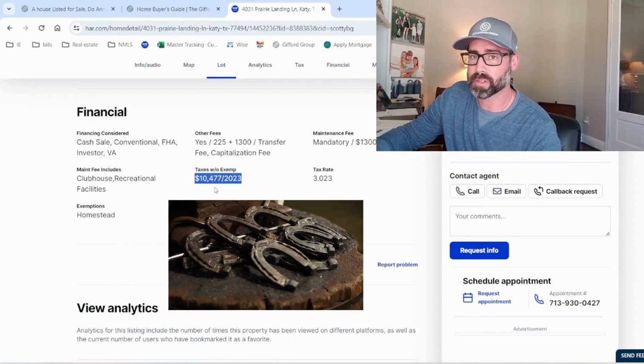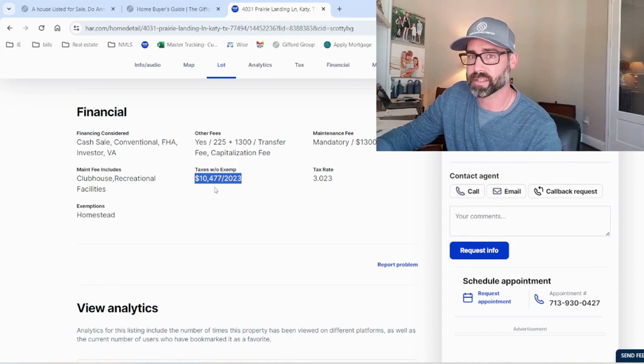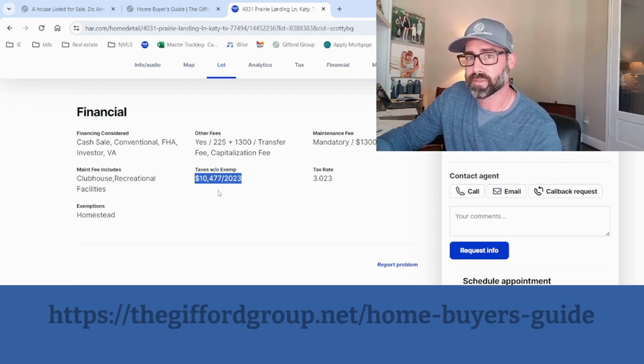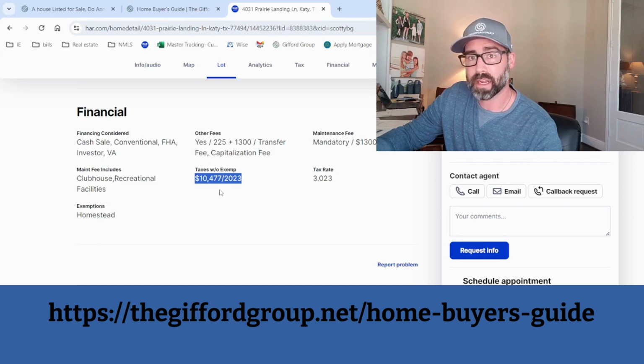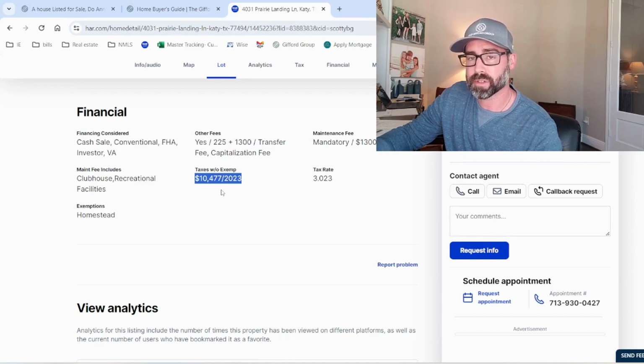I mean, if you like ballpark, just use it quick and dirty. That's no problem. But if you're trying to really figure out what your actual taxes are that will be due, you'll probably want to use a tax calculator like the one we have on the giffordgroup.net, and actually include the exemptions that you have so you can get a realistic expectation of what your taxes are going to be.